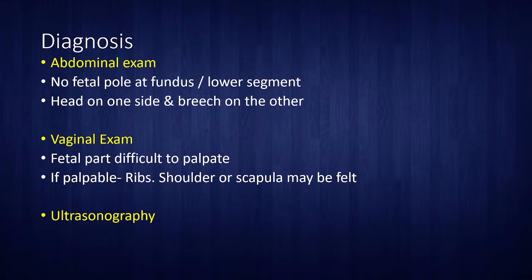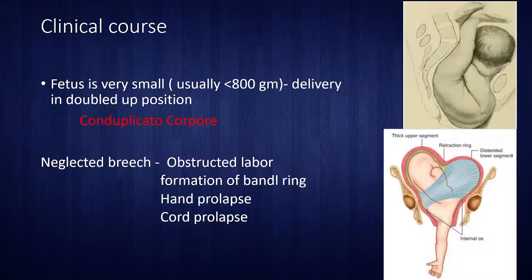In vaginal examination, when you put your finger inside, you may not feel anything because lower pole is empty. So, if slight labor has progressed, then you could try to palpate the parts. If palpable, ribs, shoulder and scapula may be felt. Then ultrasonography is the ultimate. By that you can see the fetus in transverse lie.